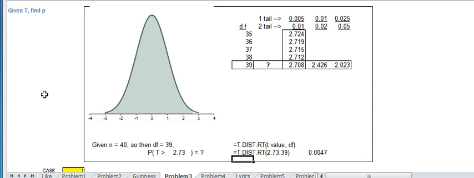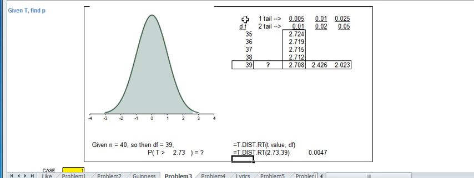Similar to the normal, there are two kinds of calculations. One is, given the t value, find the probability, and conversely, given a probability, find the t value. So suppose we've taken a sample of 40 items and we're interested in the probability a t value is greater than 2.73. So we draw a t-curve. We're interested in some right-hand value here. I shaded in the left, but we're interested in the right. N equals 40 sample items, so the degrees of freedom is 39.